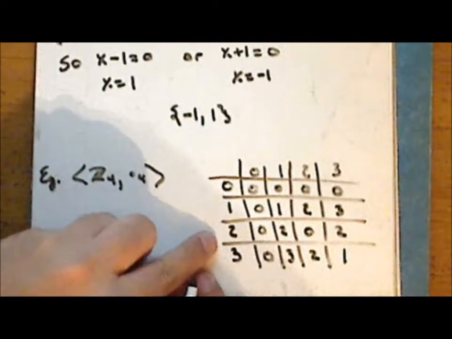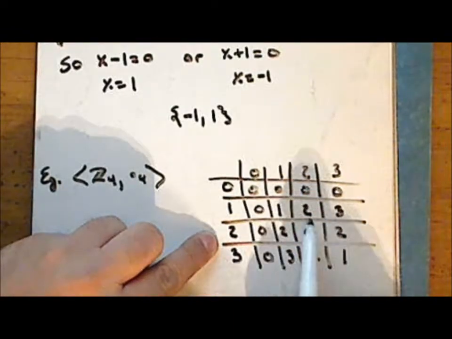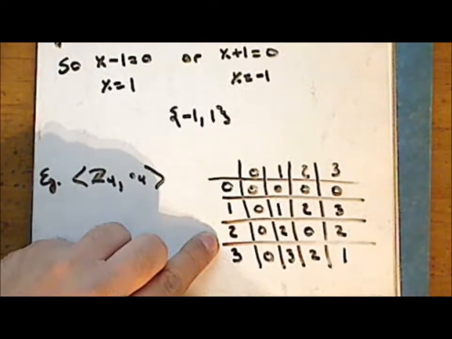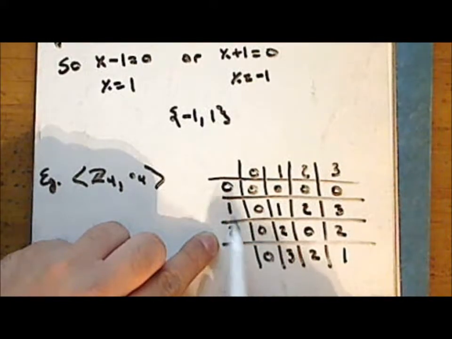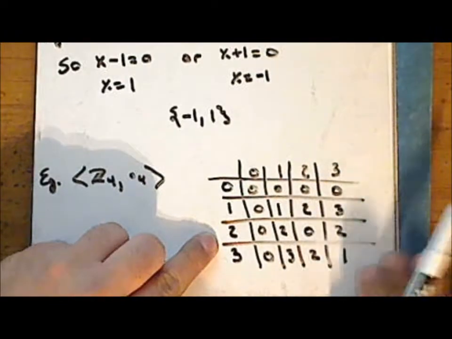So again, the number 2 is a zero divisor since 2 times 2 is 0. Notice that this is the only zero divisor in the set of integers modulo 4. Also notice that the numbers 1 and 3 have multiplicative inverses. In fact, they are their own multiplicative inverses, since 1 times 1 is 1 and 3 times 3 is 1.